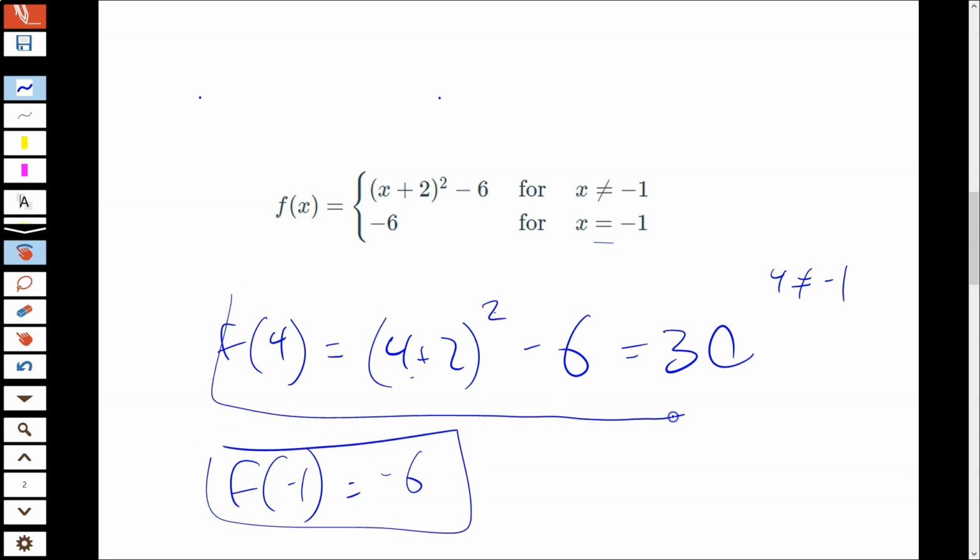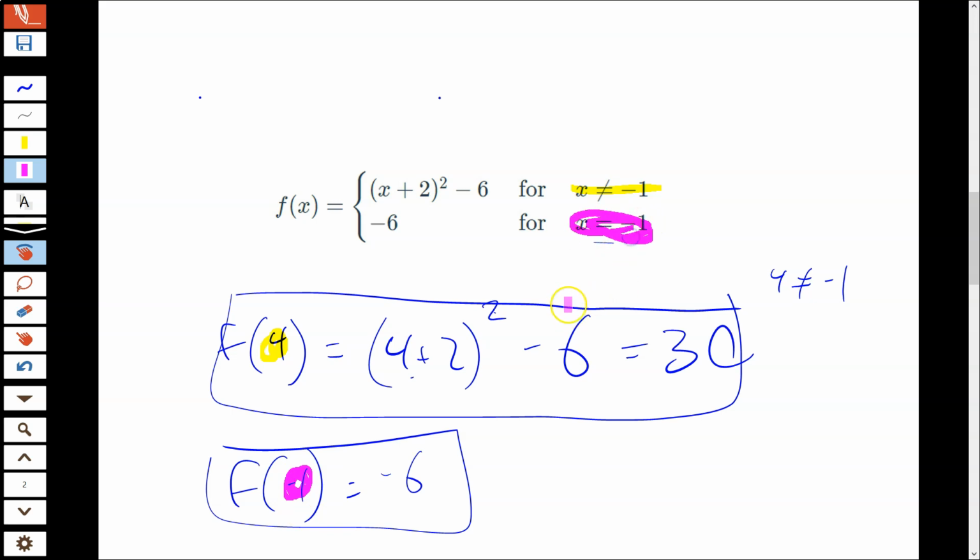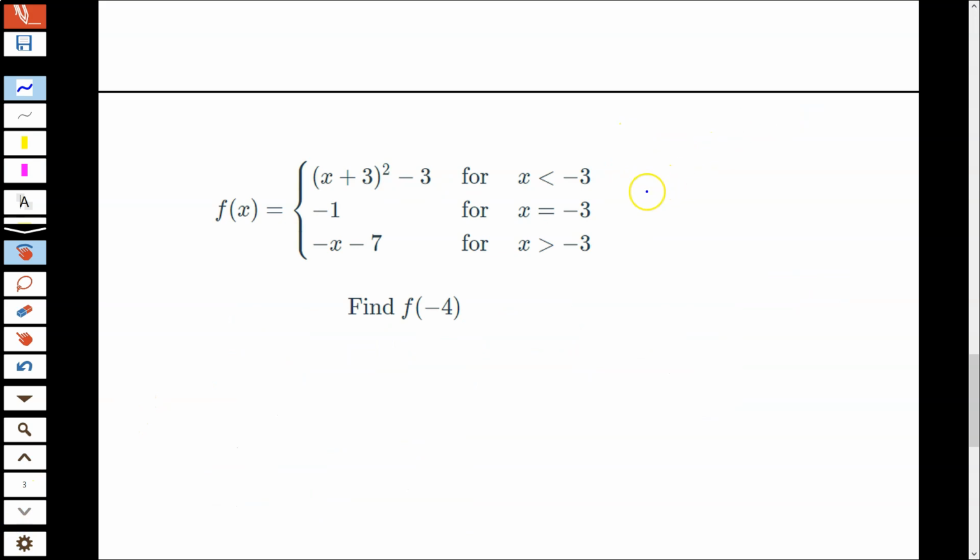Okay, so here are two different examples. Notice f of 4: 4 goes with not equal to -1, and then f of -1 goes with x equals -1. Right. We'll do one more. So here we have what seems like a more challenging example, but it's really the same. I'm finding f of negative 4, and we have to decide what the relationship is between negative 4 and negative 3 to figure out which piece it falls into.